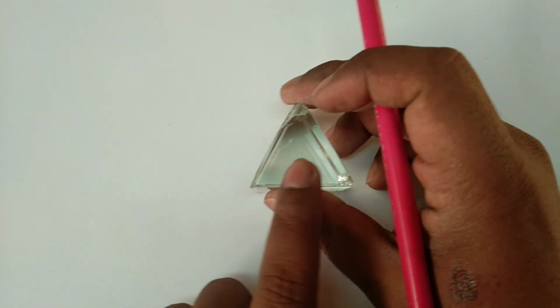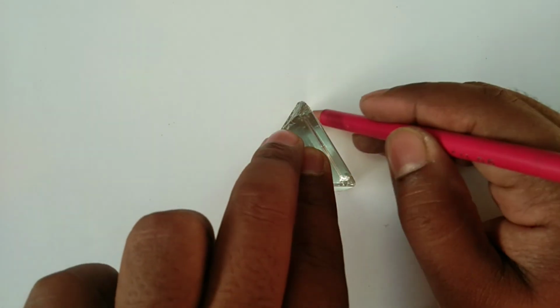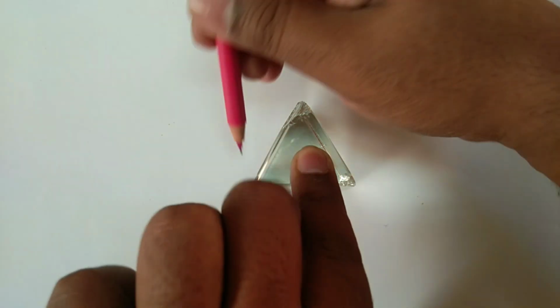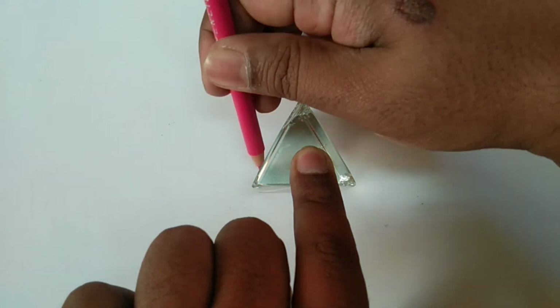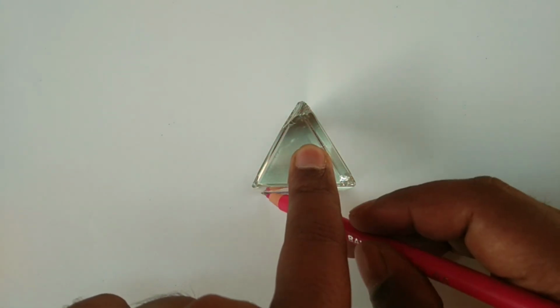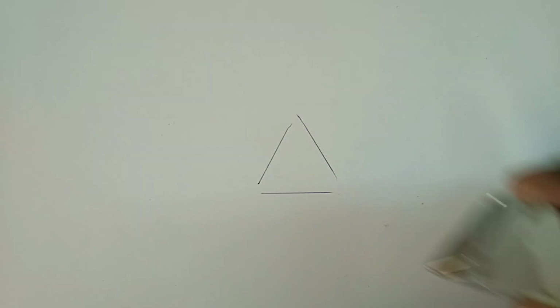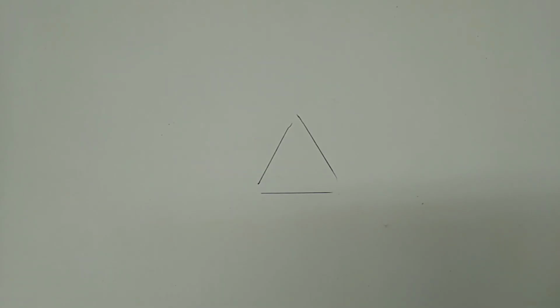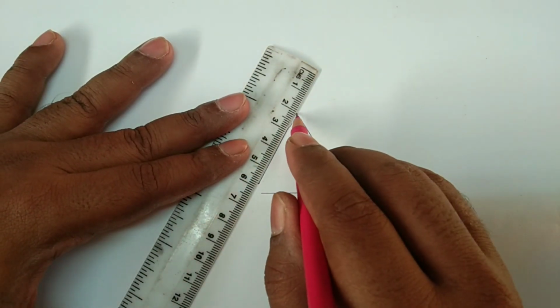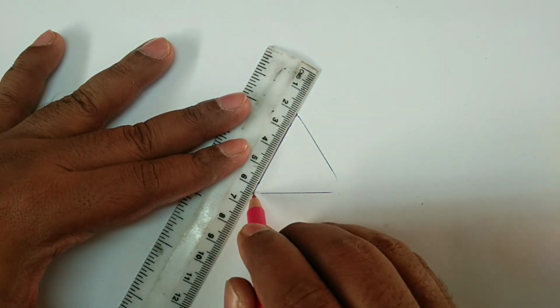See, I'll draw the outer margin. You can see, students, I have drawn the outer margin. With the help of a scale, I'll complete this. You can see it is incomplete, so I'll complete it with the help of a scale.